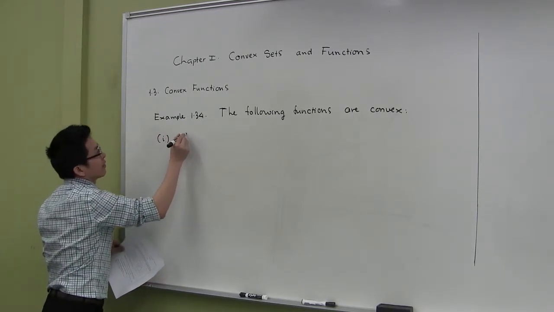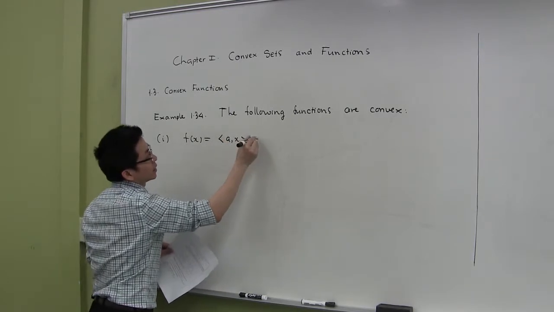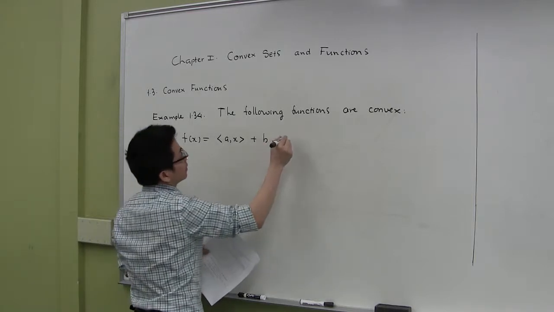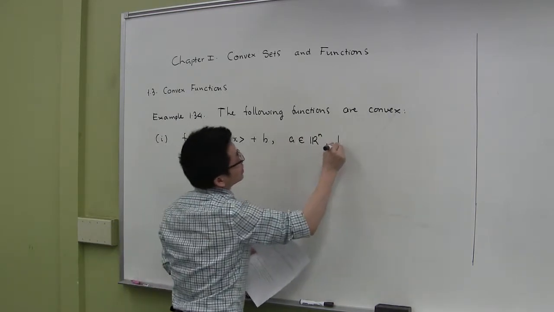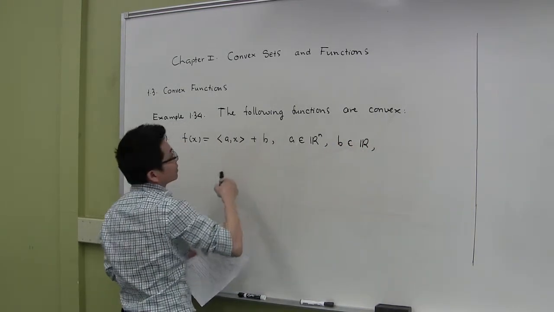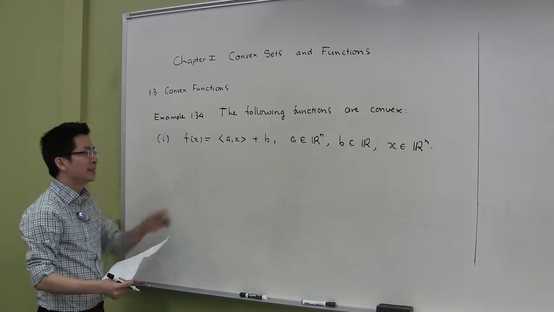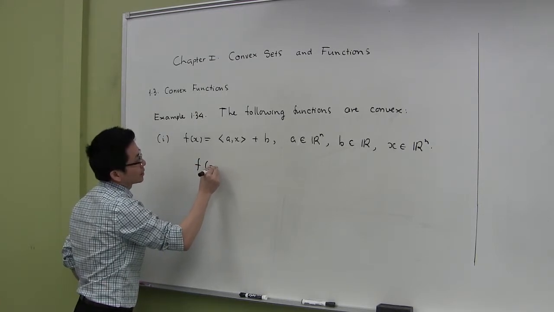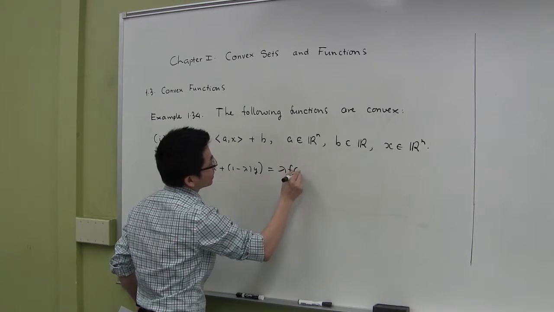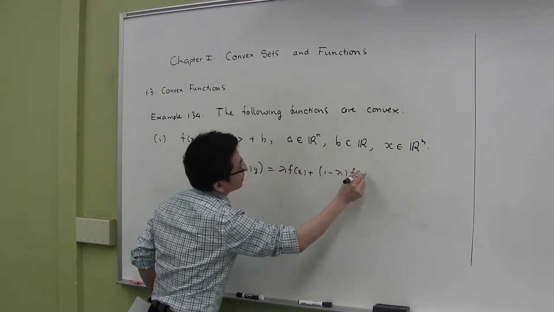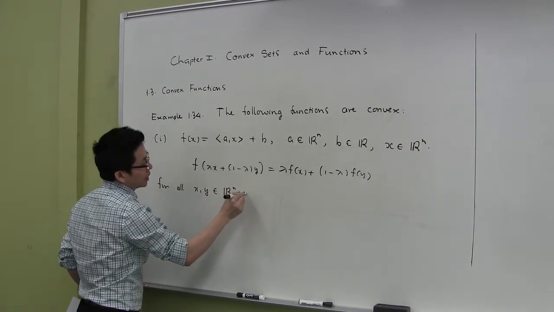So the first function is f of x equal to the inner product of a and x, plus b. Here a is an element of Rn, b is a real number, and this function is defined on Rn. Okay, we can easily show that f of lambda x plus 1 minus lambda y is equal to lambda times f of x plus 1 minus lambda times f of y for all x and y in Rn and lambda in R.